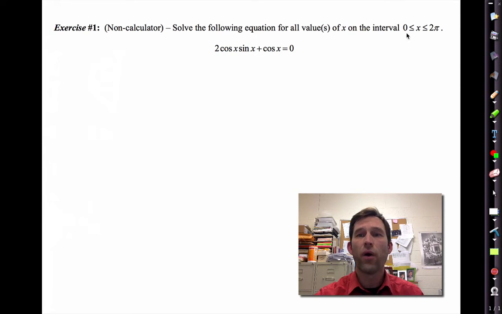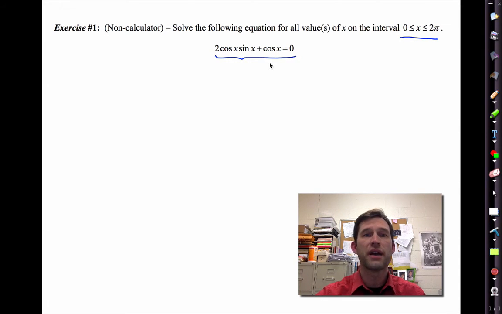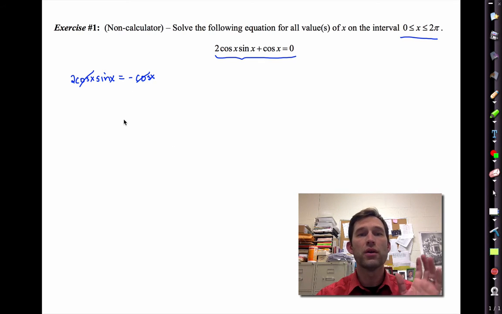It asks us to find all values of x between 0 and 2 pi that satisfy the equation 2 cosine x times sine x plus cosine x equals 0. Now, it is really important. A lot of students decide to swing that addition by cosine over to the other side, and then they cancel a cosine out. Don't do that. Never, ever, ever divide a variable out from both sides of the equation. Bad idea. You almost always lose roots. So I'm going to scrub that out.